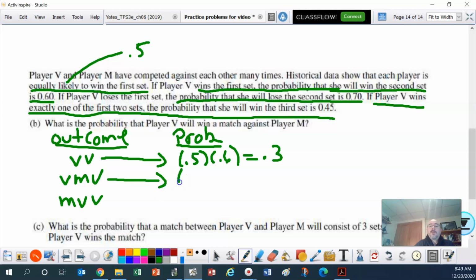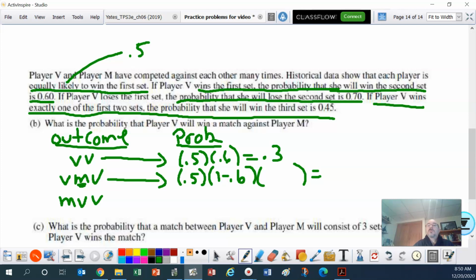So again, the probability of winning the first set is 0.5 because it's equally likely. Now it's M wins. Well, that's the complement, because that means V loses. It only says that if she wins the first set, the probability that she wins the second set is 0.6. So that means this is going to be 1 minus 0.6 because she lost it.